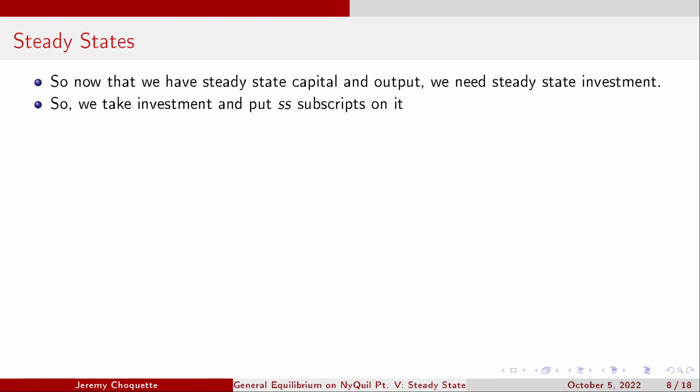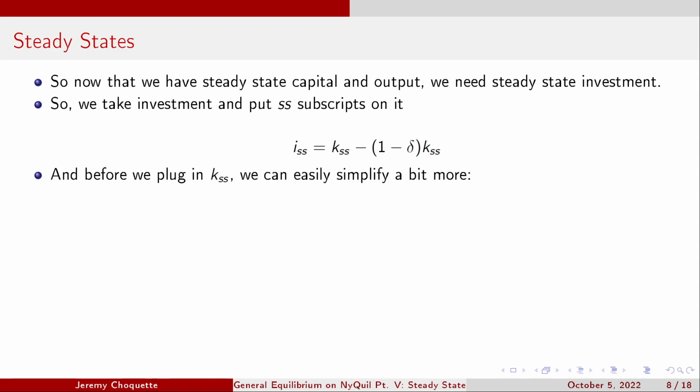Now I need steady state investment. So I take the investment equation, and I put SS subscripts on it, so I get this. ISS equals KSS minus 1 minus delta times KSS. Now, before I plug in steady state capital, we can clean this up. If I distribute that KSS through the 1 minus delta, I get KSS minus KSS plus delta times KSS. Well, anything minus itself is 0, right? So I get steady state investment is equal to delta times steady state capital.